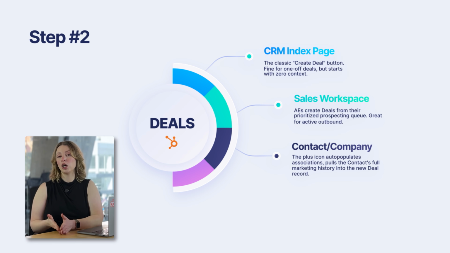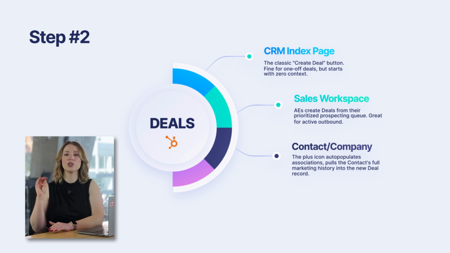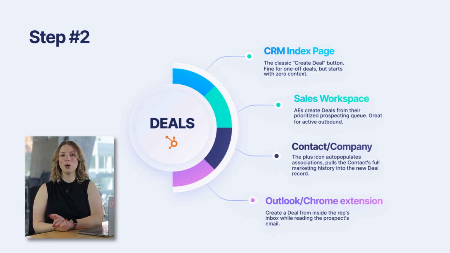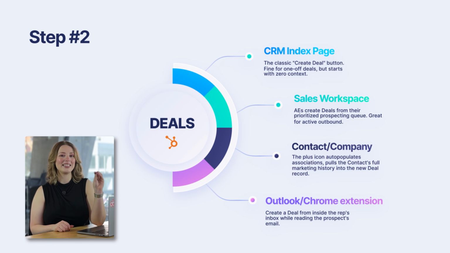Third is from a contact or company record. Click the plus icon on the deals card. This auto-populates associations and pulls the contact's full marketing history into the new deal record, which is a great option. And the fourth option is your Outlook or Chrome extension. This creates a deal from inside the rep's inbox while reading the prospect's last email.